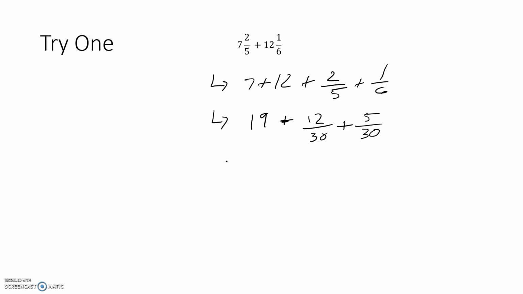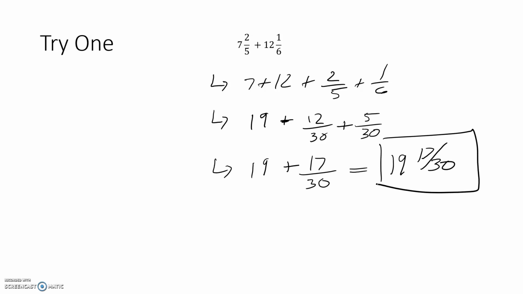Right, and that's going to get me 19 plus 17/30, and then that's going to equal 19 and 17/30. All right. This is already simplified. I didn't have to do any simplifying. So your answer is 19 and 17/30.